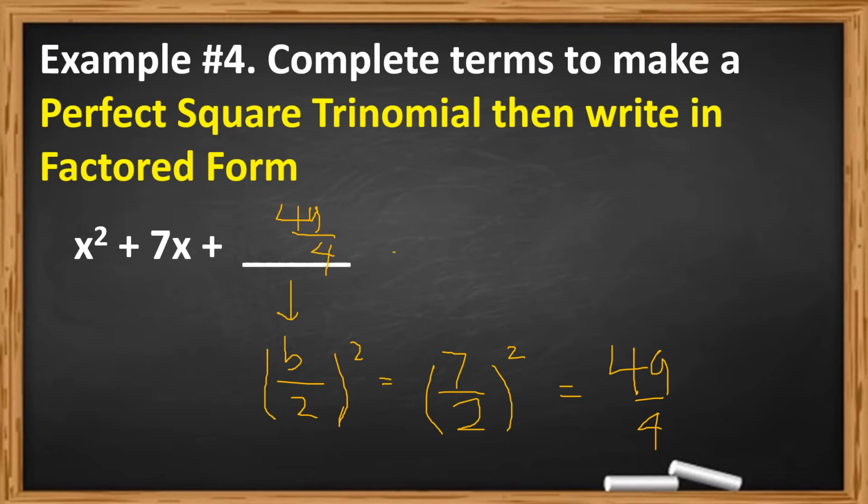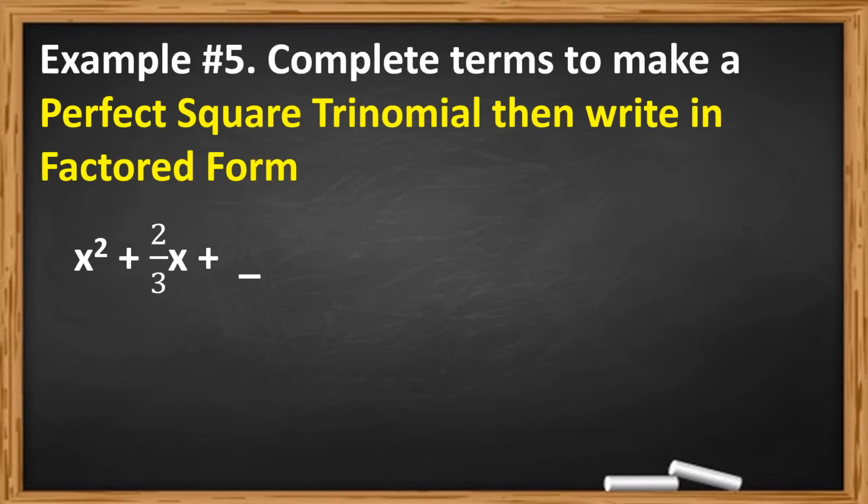Now, if we transform this perfect square trinomial into a square of binomial, of course, we have to enclose the terms with parentheses. Take the square root of the first term, so x squared, x. Take the square root of the last term or third term, ito. So 7 over, square root of 49 is 7, square root of 4 is 2. And the operation at the middle term here is plus. So x plus 7 over 2 quantity squared.